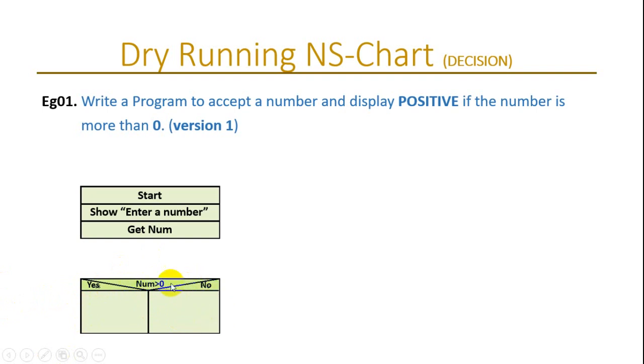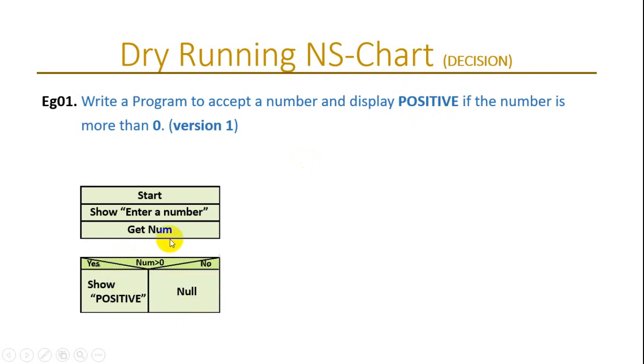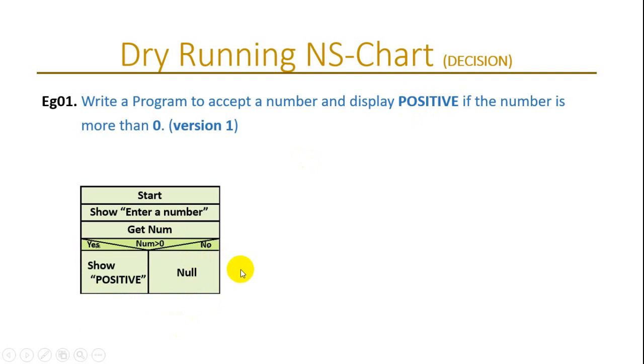I just drew the decision chart like this to show you how you write it, but we have to put it like this. If this is greater than 0, yes, I want to show the word positive. That's basically what we want the program to do. But if it is no, we don't want to do anything, so we can say null. Null means nothing happens. I have already explained that also in the decision chart. So this is the part we have to add here, just like that. Then you do either this or this side, depending on whether the condition is true or false.